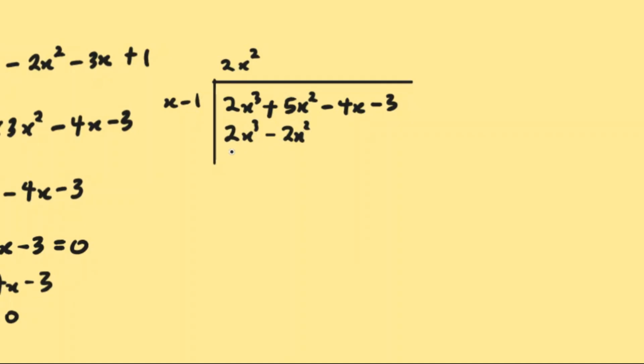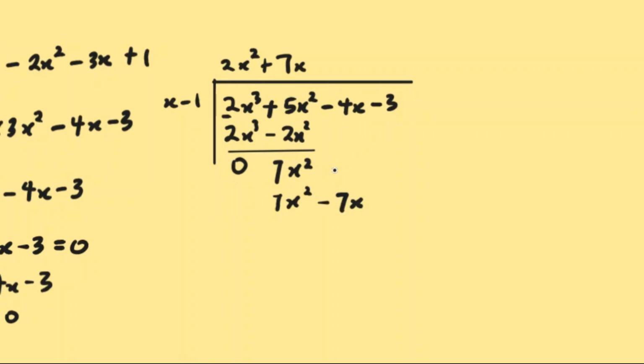So if we subtract, we're using the long division method here on our polynomials. 2x raised to the power 3 minus 2x raised to the power 3 will give us 0 here. 5x squared minus 2x squared gives us 7x raised to the power of 2. So divide again. x in 7x squared will give us plus 7x. 7x times x gives us 7x squared. 7x times minus 1 gives us minus 7x.